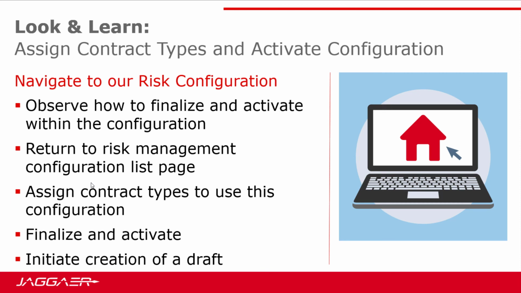Let's go back to our risk configuration. Observe how to finalize and activate it while we're viewing the configuration, but then we're going to go back to the Risk Management Configuration List page and assign a couple of contract types that will use this configuration before we finalize and activate from there. Then at the very end of the demonstration, I'll just initiate the creation of a draft so you can see how to do that. So let's go into Contracts Plus and take a look.